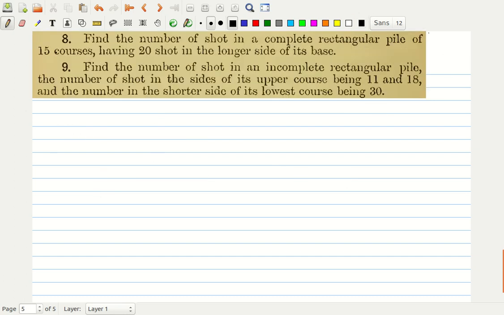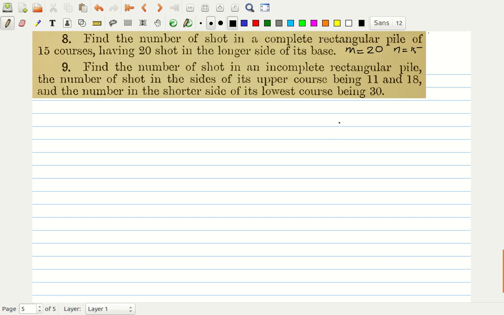Okay, let us look at problem number 8 and 9 together, because problem number 8 is very simple. Find the number of shots in a complete rectangular pile of 15 courses having 20 shots in the longer side. So we know that the longer side m is equal to 20, but what about n? You will see that n is going to be equal to 15. 15 courses means that there are 15 layers, right?